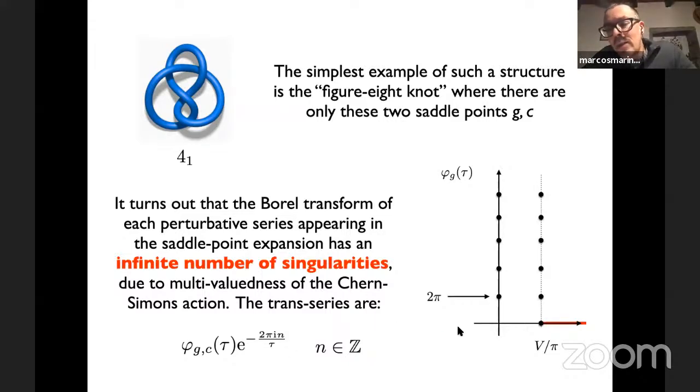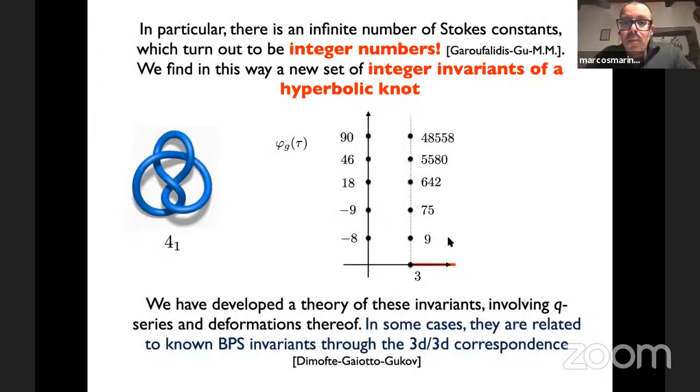And then you could think that the Stokes constants associated to these singularities are very simple. But it turns out that they are not very simple. It turns out that the Stokes constants associated to these singularities can be naturally, again, coming back to the question of Greg, you can actually find a natural normalization for this series in such a way that these are actually integer numbers. And then what you find is that these Stokes constants give you a new set of integer invariants for this hyperbolic knot.